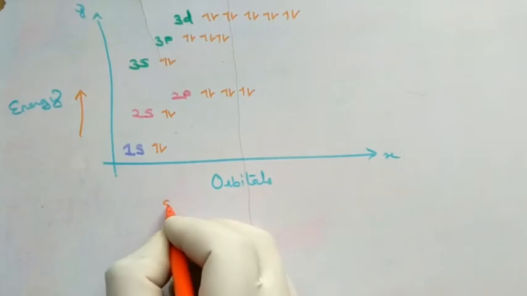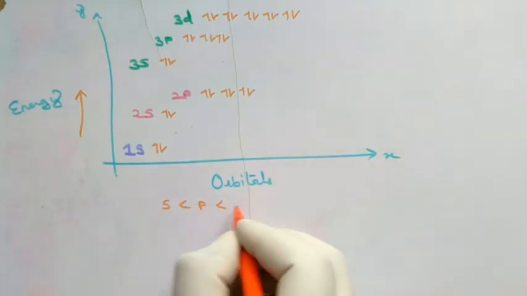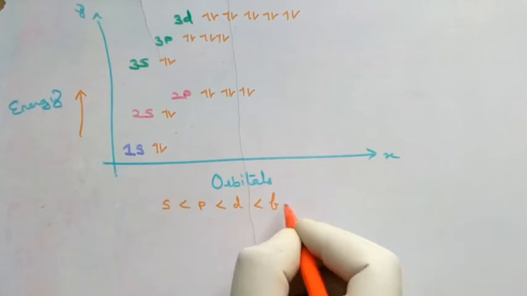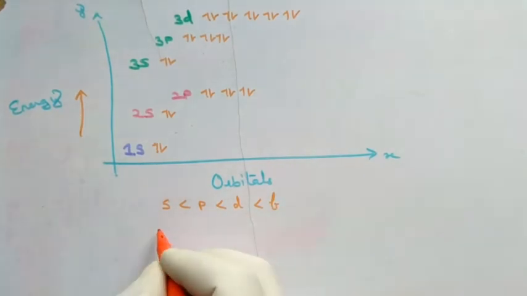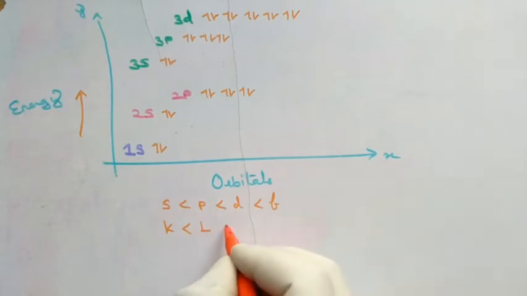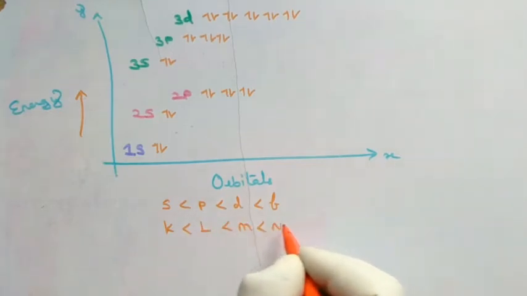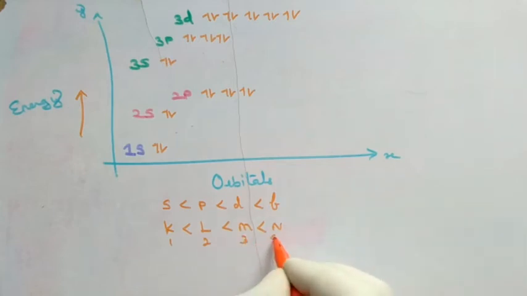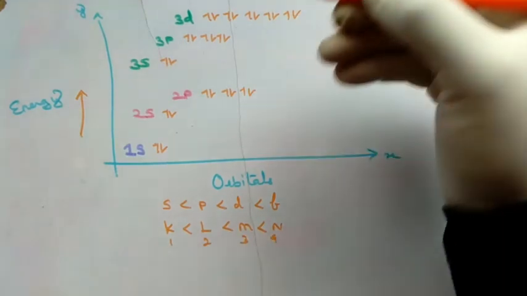From this we can understand that the energy difference is there in both subshells and shells. The energy level difference is increasing in this order from S to F, as well as in shells, it is increasing from K to N. That means from the first shell to the fourth shell.